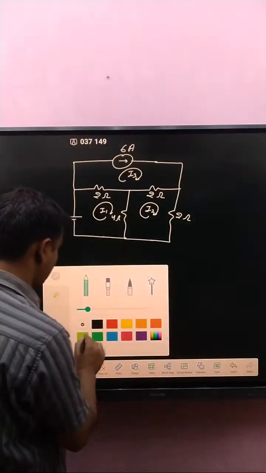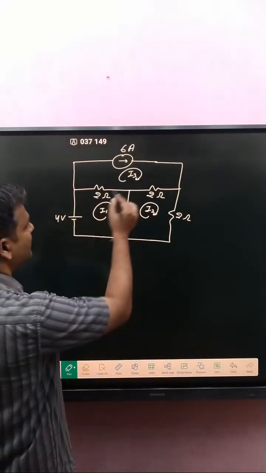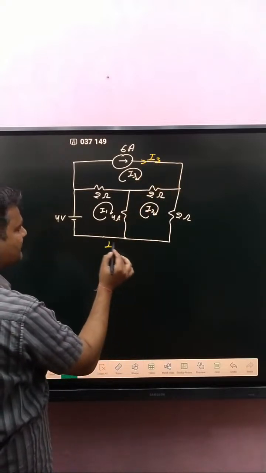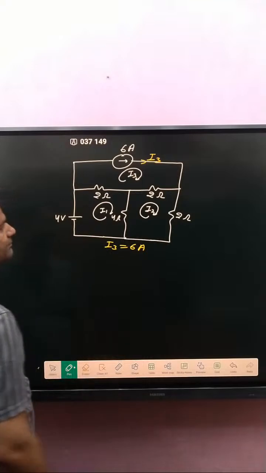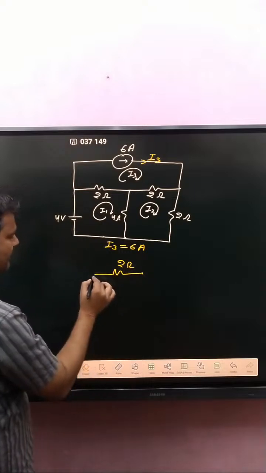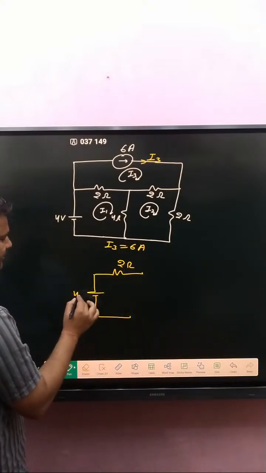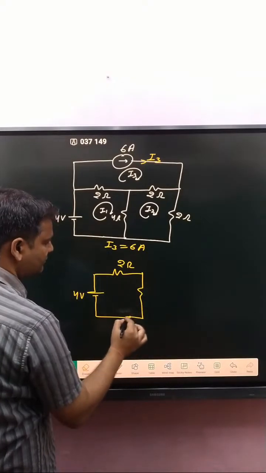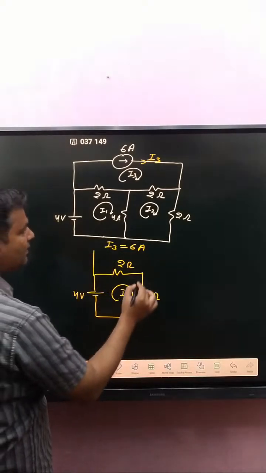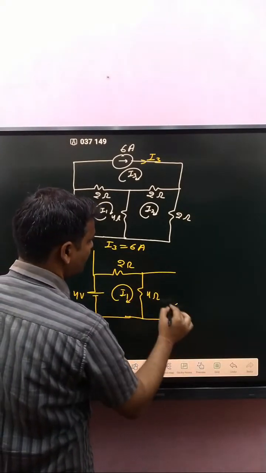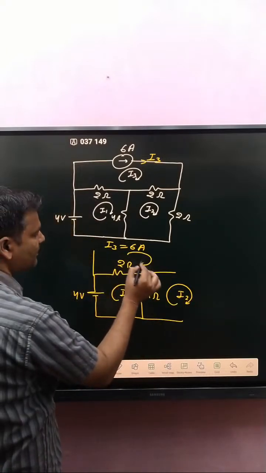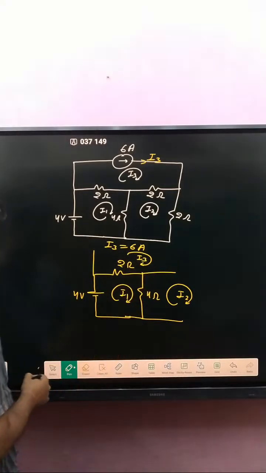Simply, if you focus on that one, here branch current and loop current are the same. So you can say that I3 is equal to 6 ampere. Now, this one is 2 ohm, and that is plus minus 4 volt, and that one is 4 ohm, and loop current here I1, and loop current here I2, and here loop current I3.